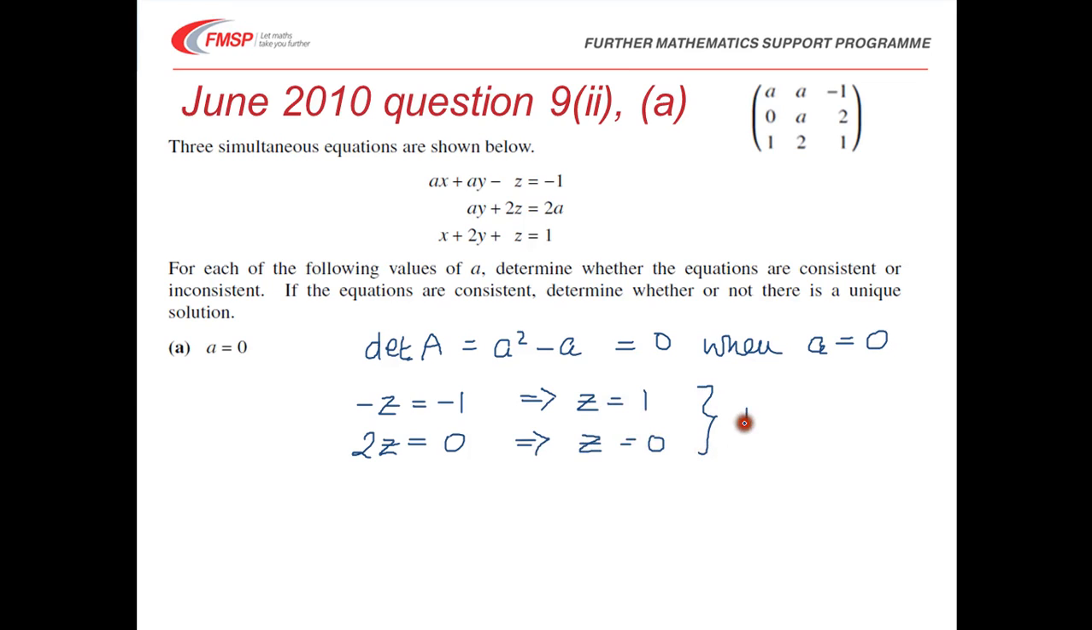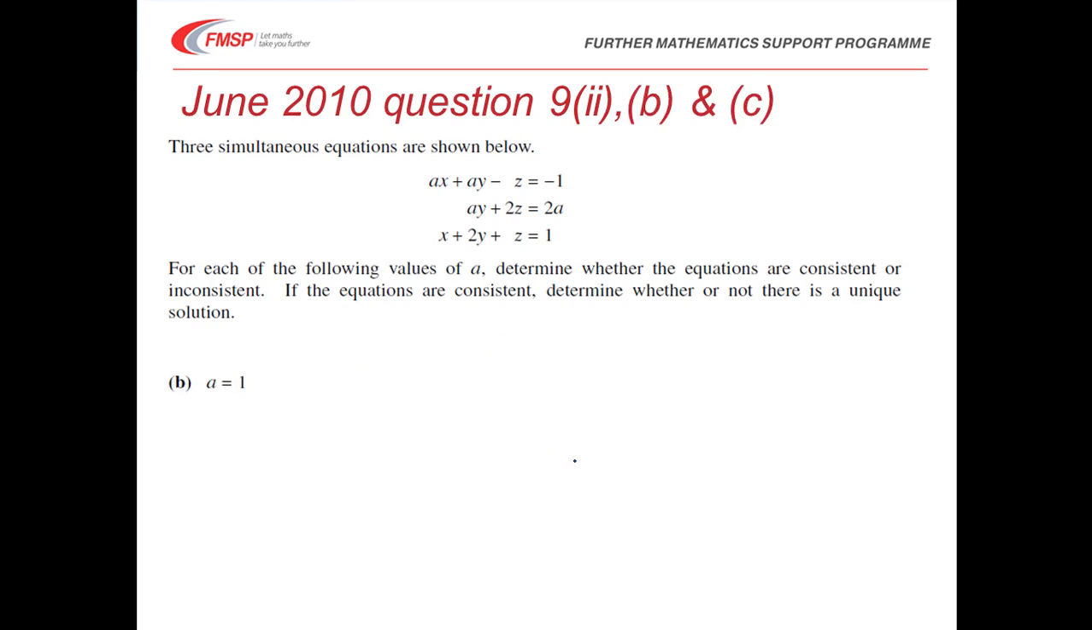So we say that these are inconsistent, and that means there's going to be no solution. So when A equals 0, there is no solution. Let's see what happens when A equals 1.